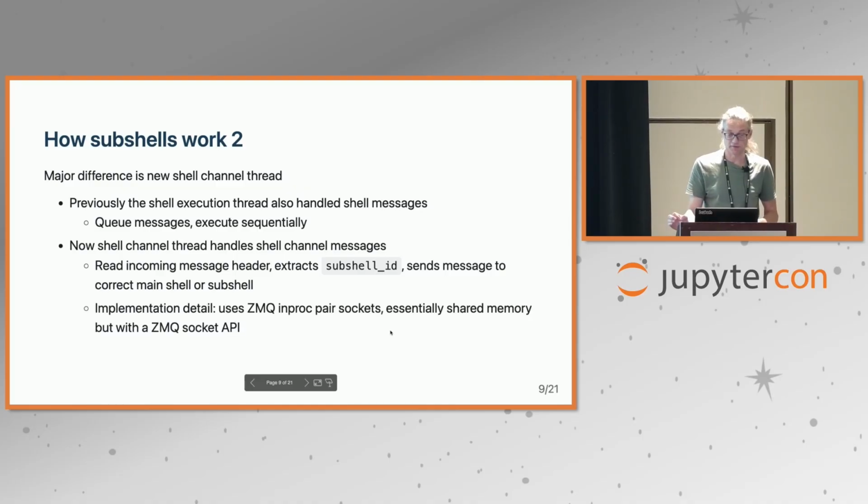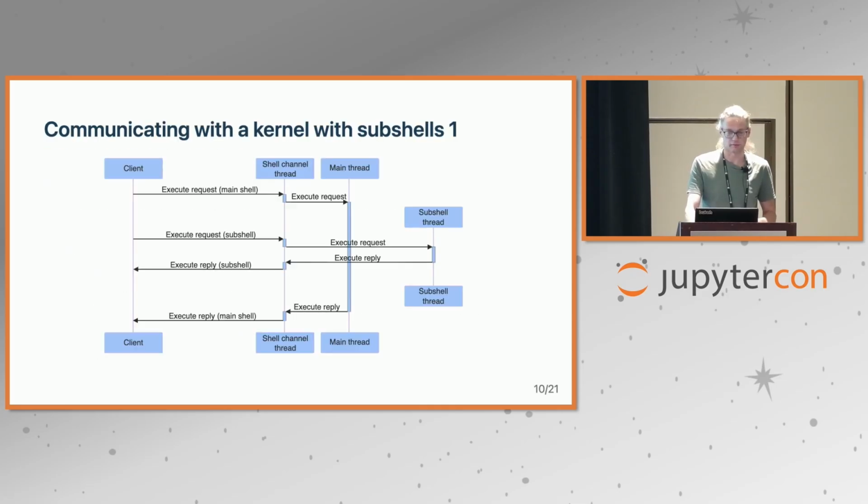Technical implementation detail, the communication between the shell channel thread and the subshells is a pair of ZMQ inproc sockets. That's a technical term basically meaning shared memory, but that has the same API as a normal ZMQ socket, so the code is quite similar to the normal handling of messages. It's also quite fast. Reply messages are also sent via the shell channel thread. We don't want multiple messages using the same socket. That would give us big problems.